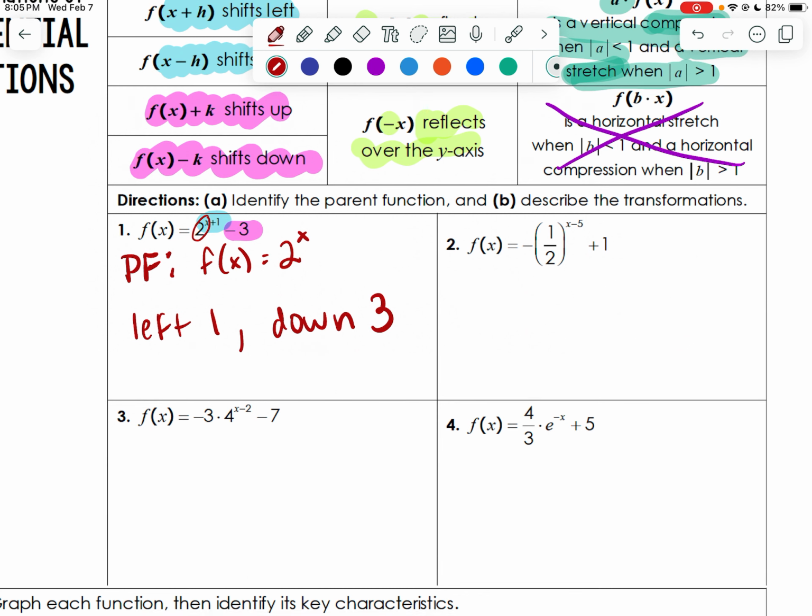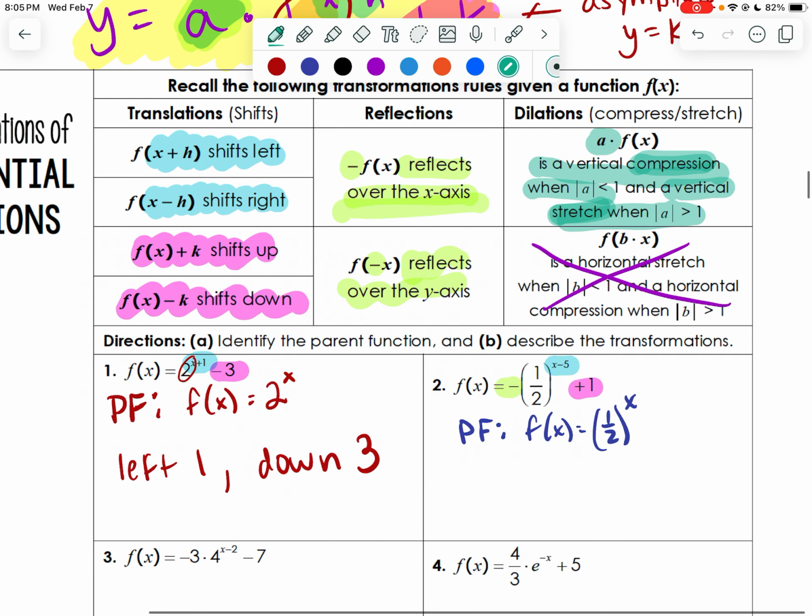Okay, so then something like number 2, similar idea here. So just identifying the parent function first. It's just the base to the x power, right? So the parent function would just be 1/2. You can put it in parentheses or without, it doesn't really matter. But just 1/2 to the x. And then all the transformations, we want to say what is happening. So we have this negative sign, we have an x minus 5, and then plus 1. So there should be 3 separate things happening.